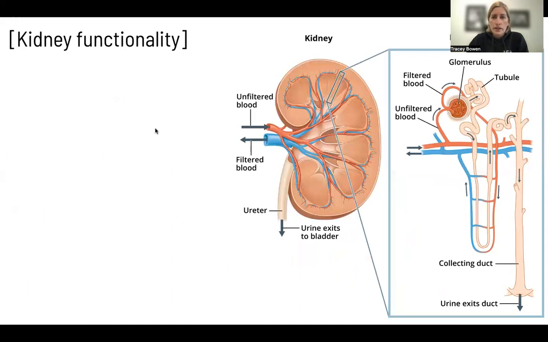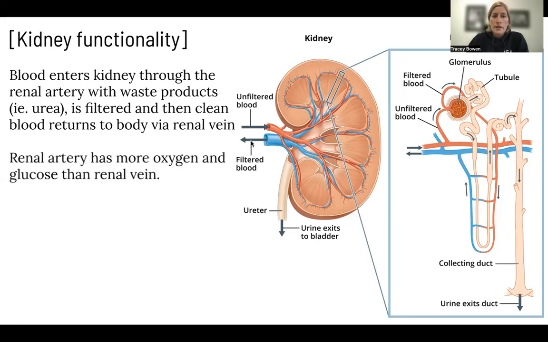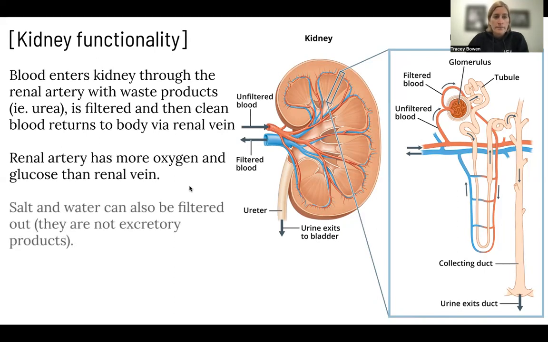So when we are thinking about kidney functionality, we need to know that blood enters through the renal artery, filled with waste products like urea, and it's going to be filtered and cleaned, and that blood is going to return to the body via the renal vein. So this here is a nephron, as we saw on the last slide. The renal artery has more oxygen than the renal vein, but also more urea.